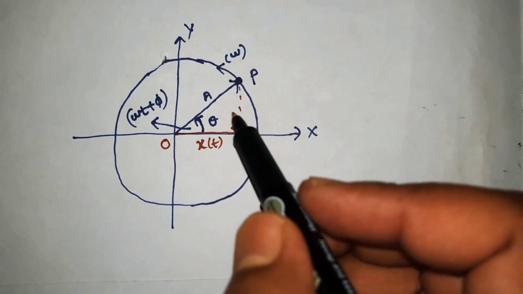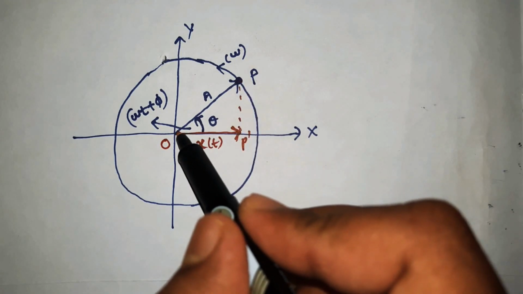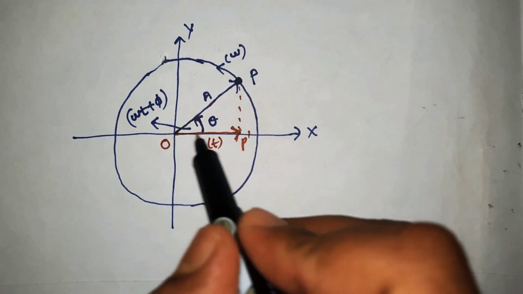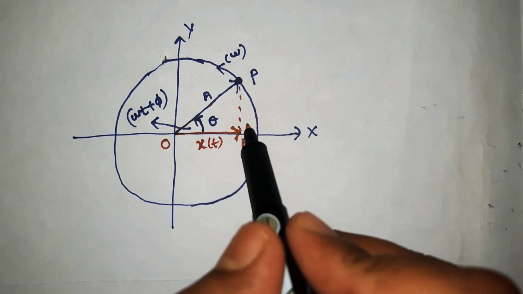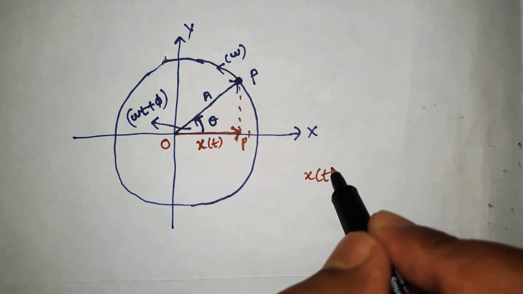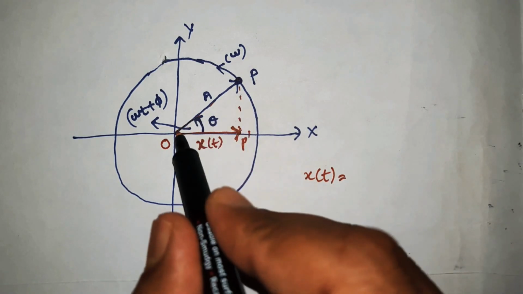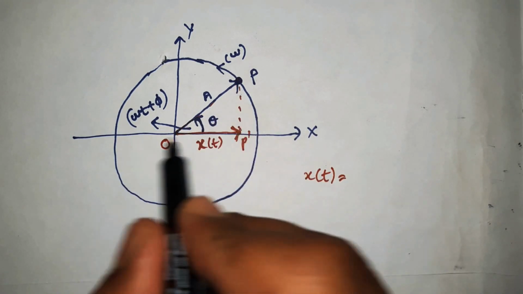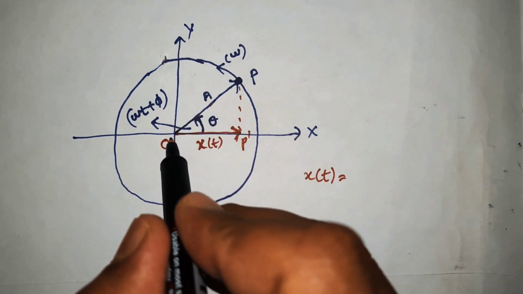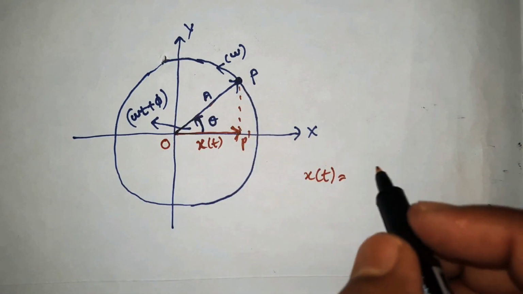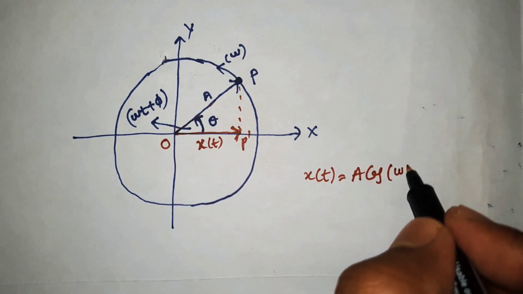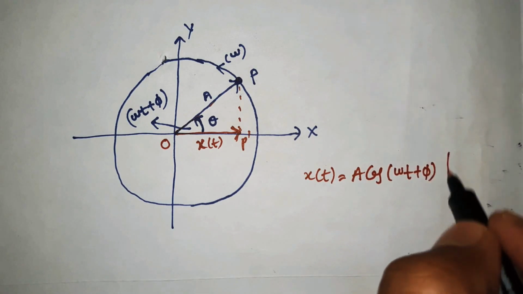Here the projection of position vector OP bar on the x-axis is OP dash. So OP dash is equal to x of t. If we resolve OP bar into two components along x-axis and along y-axis, along x-axis the component is A cos theta, where theta is equal to omega t plus pi.